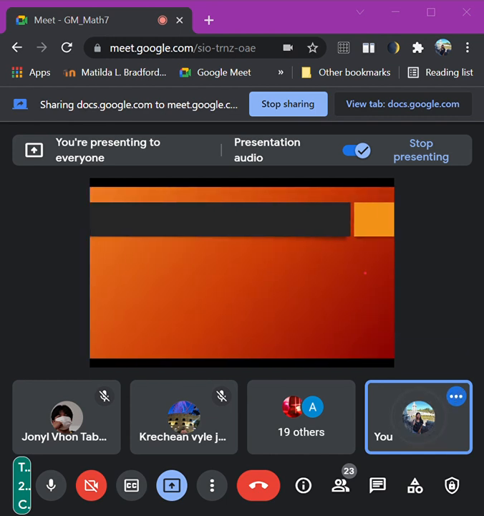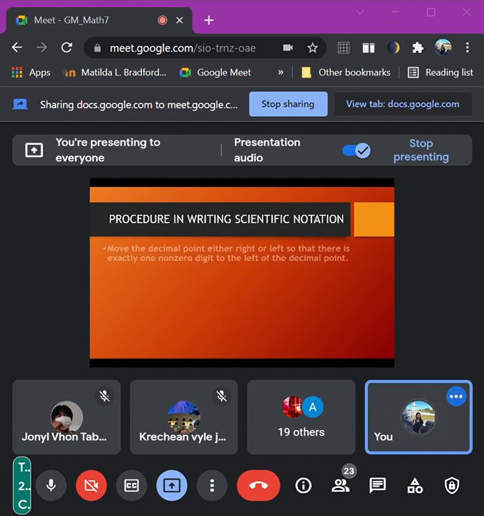Now, we are going to have the procedure in writing scientific notation. We move the decimal point either to the right or left so that there is exactly one non-zero digit to the left of the decimal point. Next, write the resulting number times 10 to some power. And this power has a connection to how you moved your decimal point, so it is easier to identify.